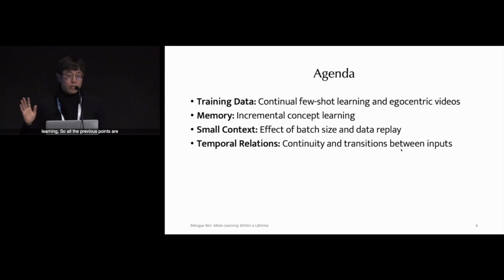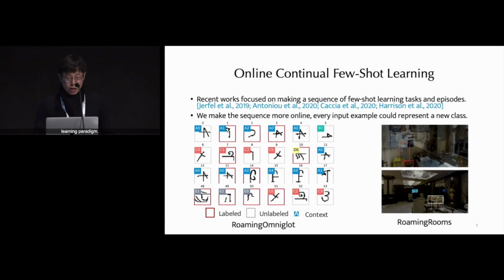So all the previous points are like, how do we catch up on the IID learning, which I think we're always treating IID as some sort of oracle, right? So in fact, I think if we can leverage the continuity and transitions in between the adjacent inputs, we can really benefit from the lifelong learning paradigm.